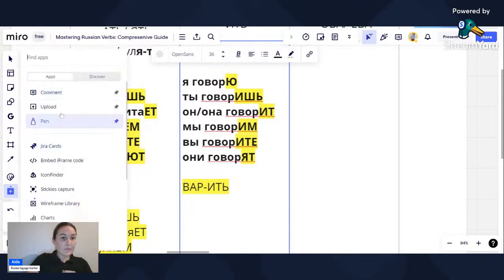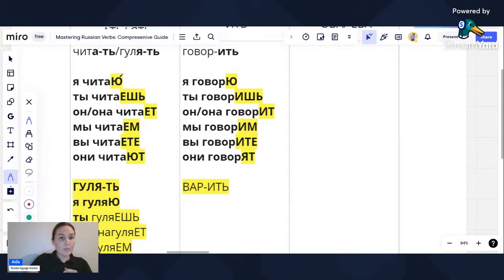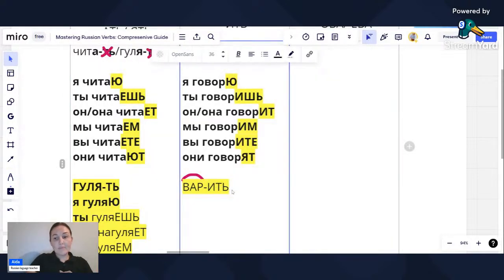Let me cut all these endings. I think it will be better for memorizing. We need to cut these endings in the first group, and we need to cut this ending if we talk about verbs of the second group. So we have just this part, вар, and we need to put personal endings. So let's do it. Варить. Я варю. Ты. What's the ending? Ты варишь.